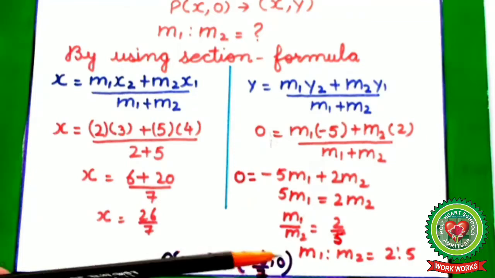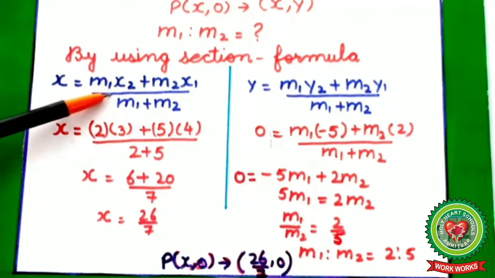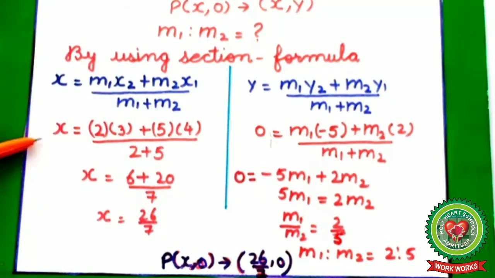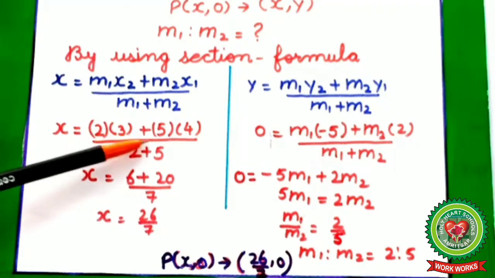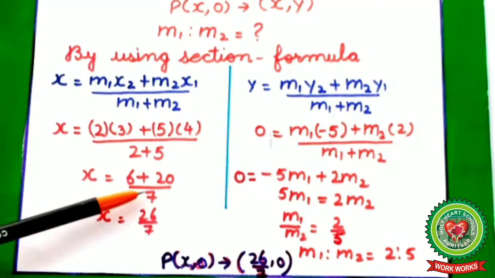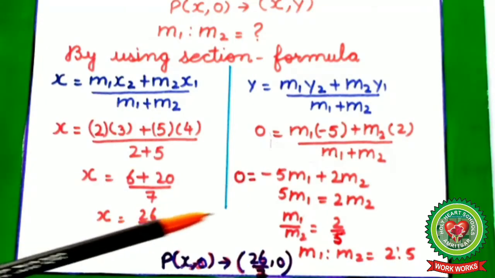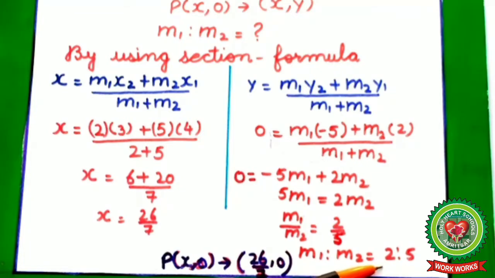Now put this ratio here and the coordinates of x1 and x2 also. Then the value is 2 into 3 plus 5 into 4 upon 2 plus 5. Then x equals 6 plus 20 upon 7, after adding, 26 upon 7. So according to the question, first the ratio we want. So the ratio is 2 ratio 5 and the coordinates of P are 26 upon 7 and 0. This is type 2.